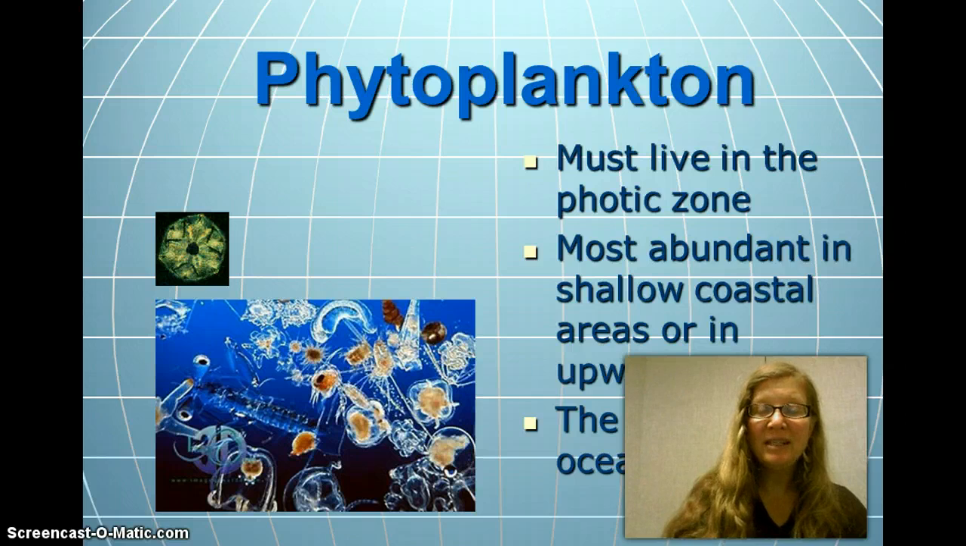Their diversity is immense, and the phytoplankton must live in the photic zone because they're photosynthetic organisms. They are most abundant in the shallow coastal areas or the upwelling zones. To review, they're the basis of all oceanic food webs.